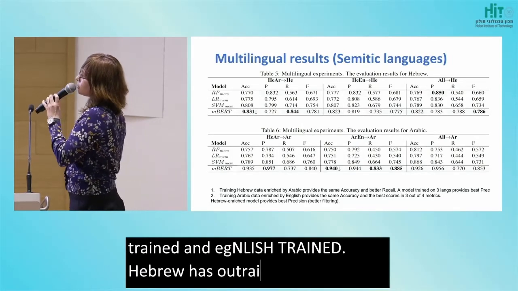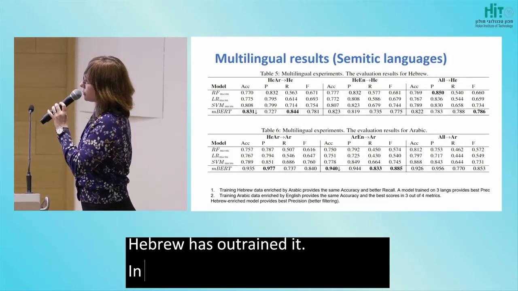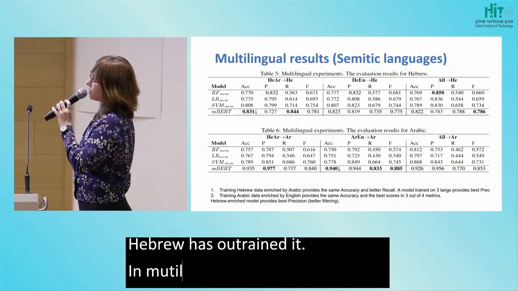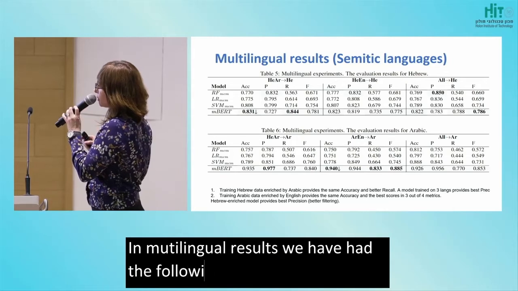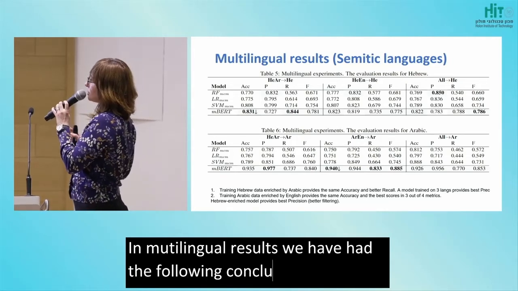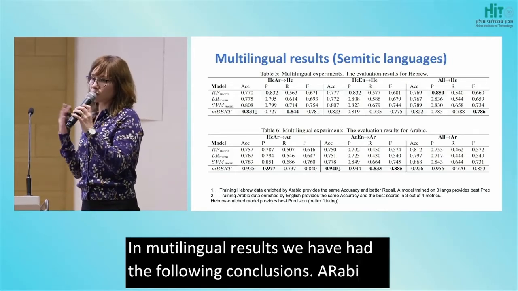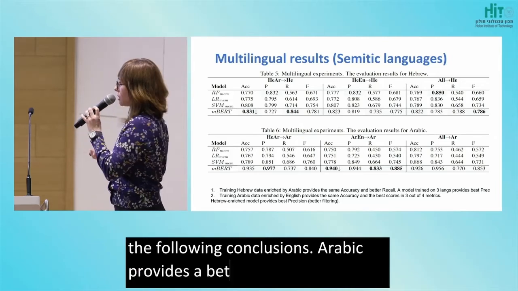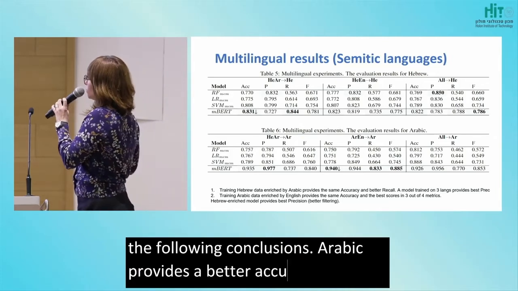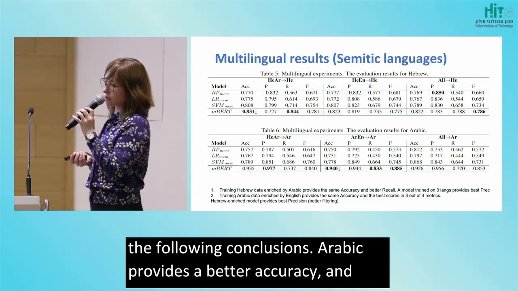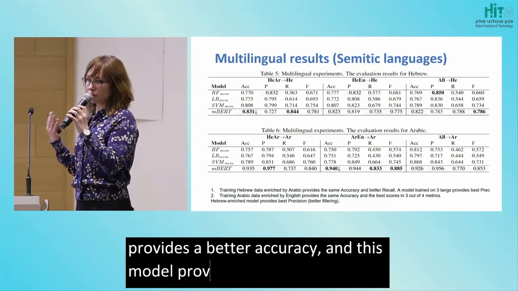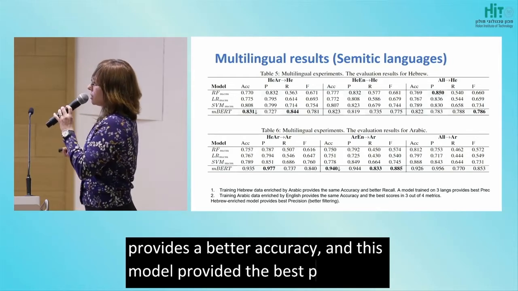In multilingual results, we made the following conclusions. First of all, training on Hebrew data enriched by Arabic provides almost the same accuracy and even better recall, so we can partially prove our hypothesis. And the model trained on 3 languages provided the best precision. It means that it filters out negative samples in the best way.